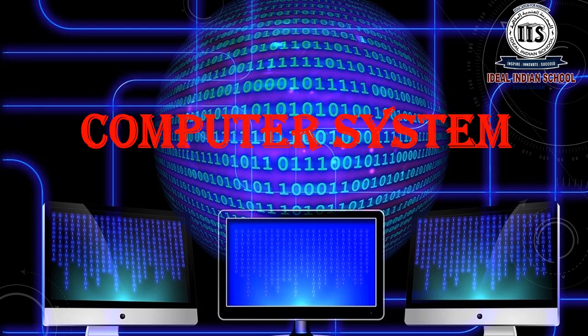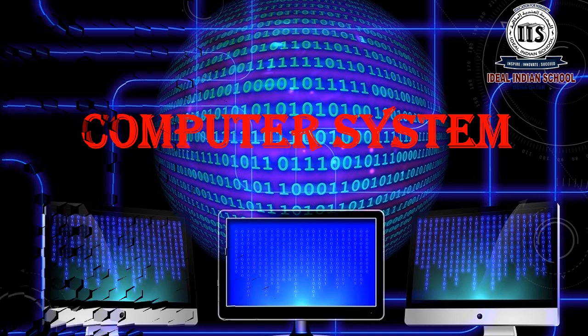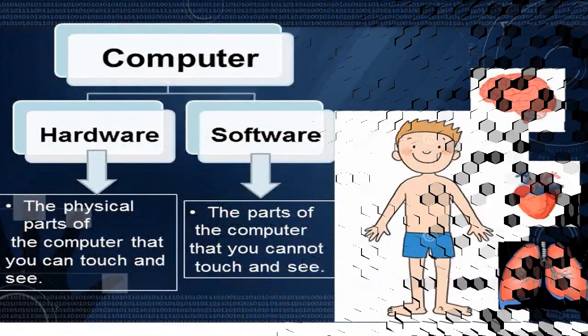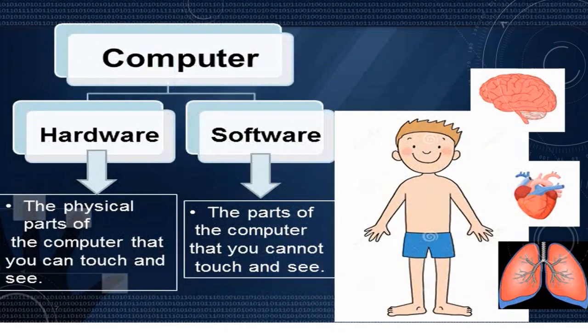Before we start, children, we have learned computer is an electronic machine and is made up of different parts that work together to form a computer system. Two basic parts of a computer system are hardware and software. Hardware is the physical parts of the computer that you can touch and see. Software is a part of the computer that you cannot touch and see.